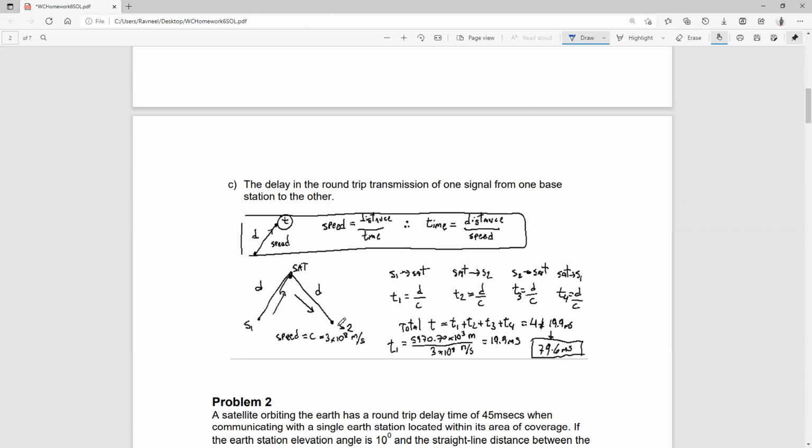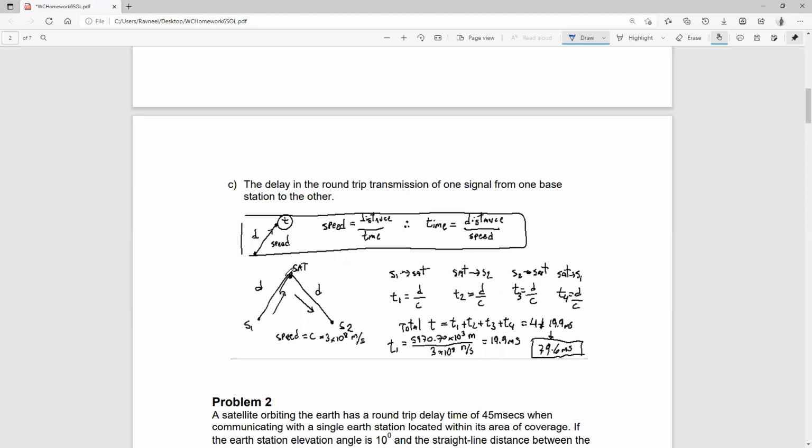Then, since it's a round trip, there is a reply that needs to go back, right? So the message is here. Now that same message has to go back to S1. So it will go from here to here. Again, T3 is equal to D upon C. And then there's a delay from here to here as well. So that is also given by T4 is equal to D upon C.